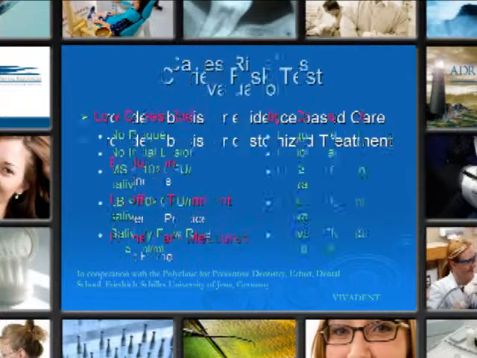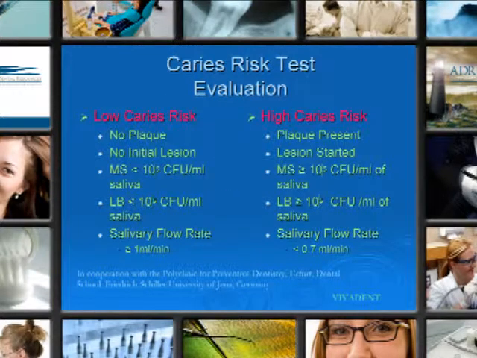Caries risk test evaluation: a low caries risk means little or no plaque, no initial cavity lesions, strep mutans count of less than 100,000 colony forming units, lactobacillus is the same, and a salivary flow rate greater than 1 millimeter per minute.